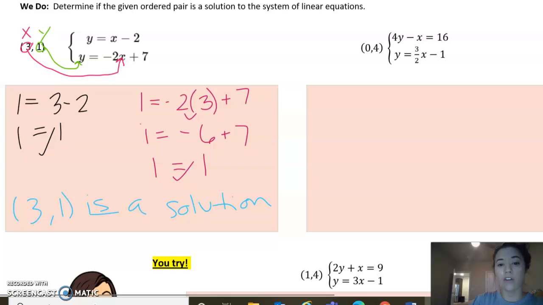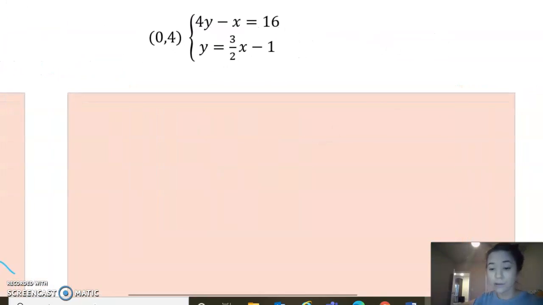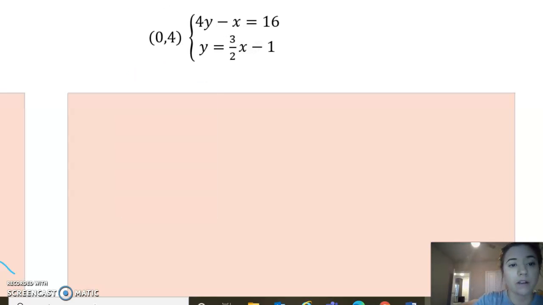So we have two equations here, again, and I want to know if the point 0, 4 is a solution. So I need to check if 0, 4 makes both equations true or not. So I'm going to do the same thing. I'm going to label this x, y. I'm going to plug the x in where x goes, and I'm going to plug in the y where the y goes. That was kind of sloppy.